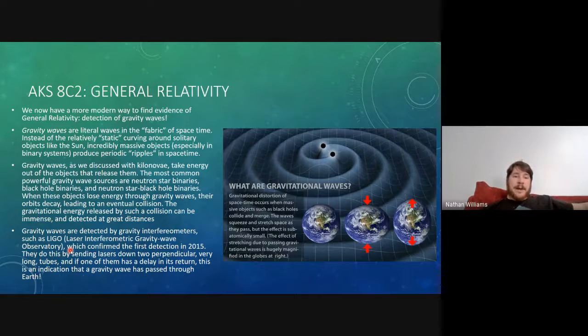And they do this by sending lasers down two perpendicular, very long tubes, each one 4 kilometers long. There are mirrors at the end of both tubes, and they both hit a detector. If one of the lasers has a delay when it returns, that's because a gravity wave has passed through the Earth, including these two detector tubes, and has stretched the space of one of the tubes, meaning that one laser traveled a farther distance than the other. It's a crazy concept, but that's how it works.